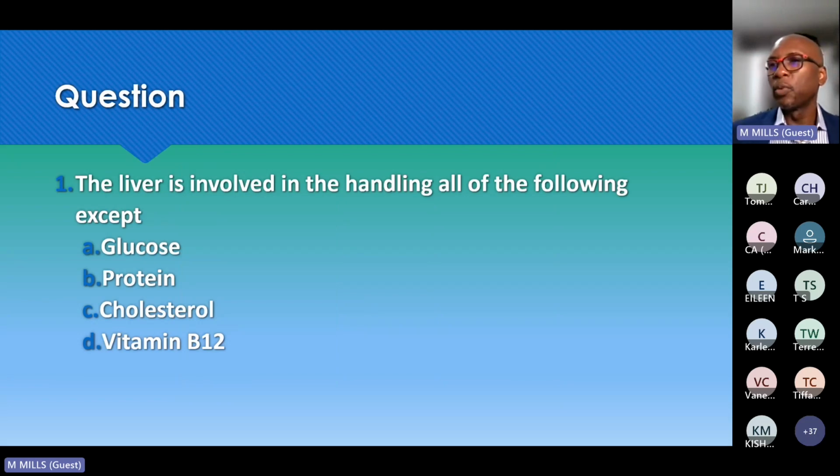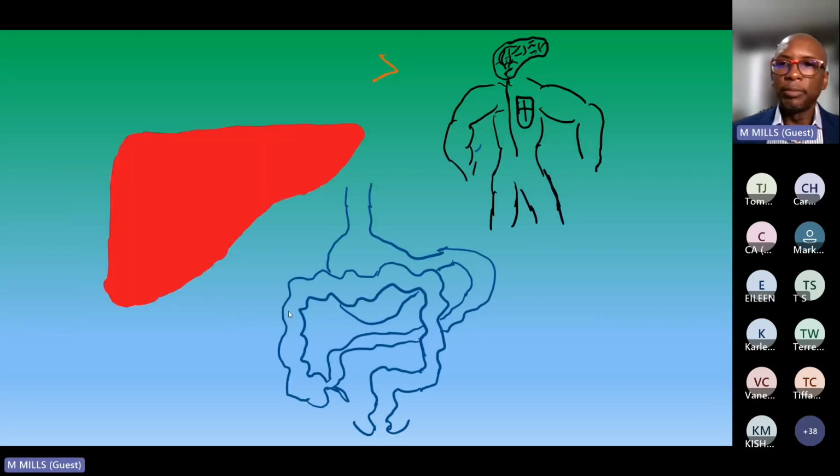So the first question that we want to think about is, what is the liver involved in handling for the body? Glucose, proteins, cholesterol, vitamin B? If you were to choose which one it does not handle, the answer here will be vitamin B. So vitamin B12 is not handled by the liver, but it does handle glucose, proteins, cholesterol, and other molecules.